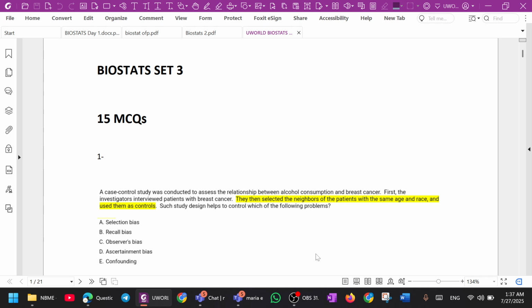A case control study was conducted to assess the relationship between alcohol consumption and breast cancer. First, the investigator interviewed patients with breast cancer. They then selected the neighbors of the patients with the same sex, same age and race, and used them as controls. Such a study design helps to control which of the following problems?